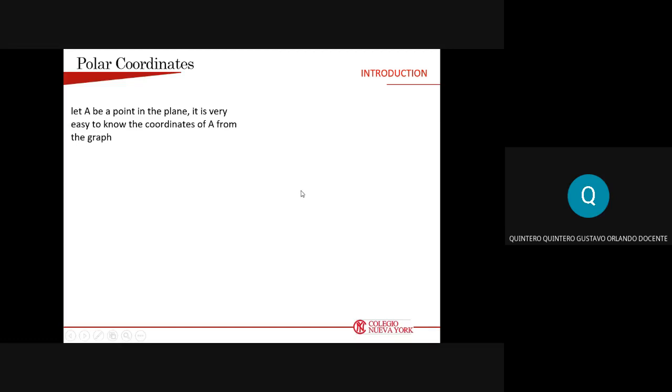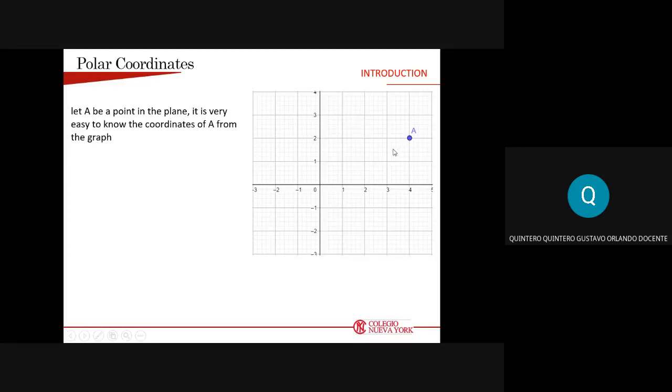Man, you guys are going to love this thing. Polar coordinates. So let's say we have this point over here in a plane, right? The point is the point A. That is the name of the point. And if we want to find the coordinates of this point, that is pretty easy, absolutely simple. Because we know that we move from 0, 0, from the origin, to the right 4 units, and then up 2 units. Those are the coordinates x and y of our point A.